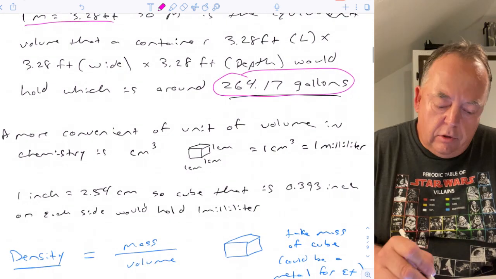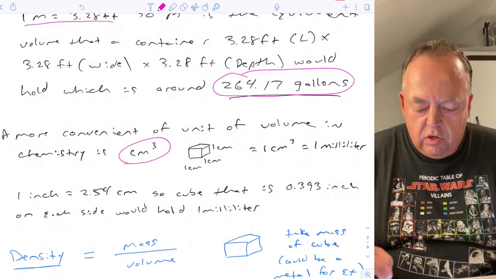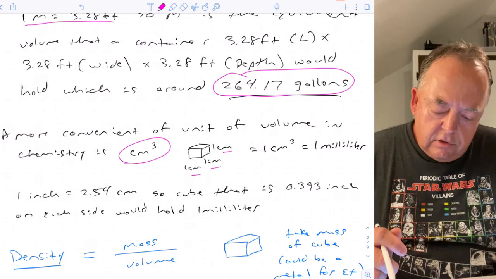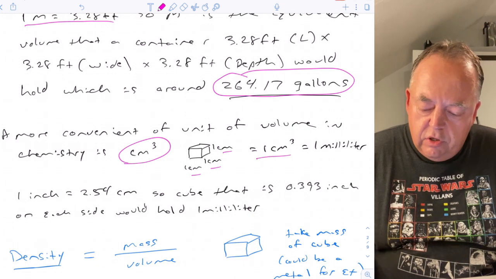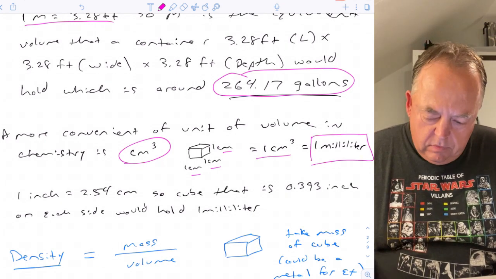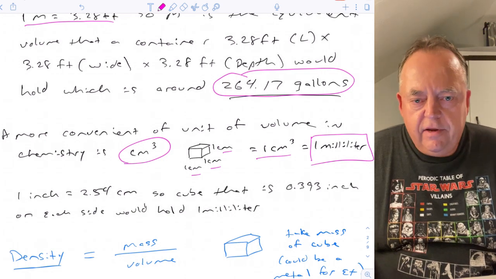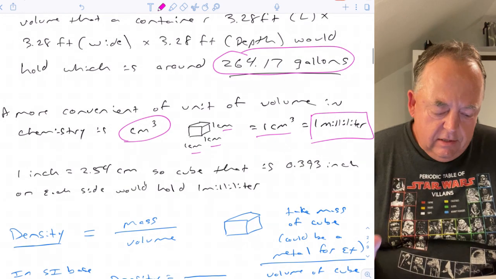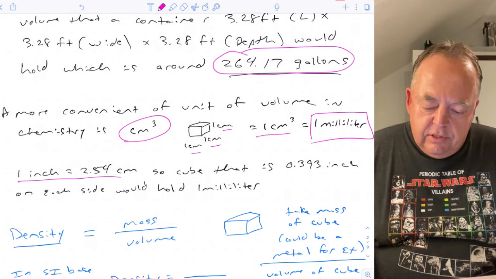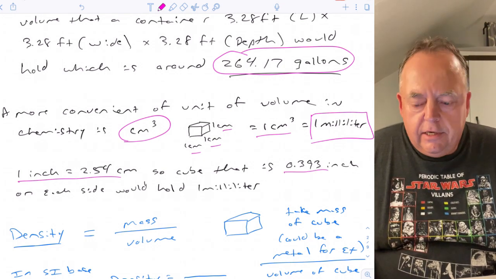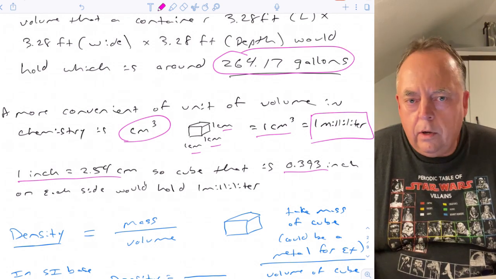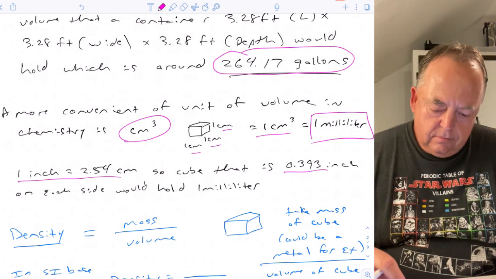A more convenient unit of volume is a centimeter cubed. So if you had a cube that was a centimeter times a centimeter times a centimeter, so 1 centimeter cubed, that cube would hold a volume of 1 milliliter. And obviously, a milliliter is a very convenient unit of volume in chemistry. So 2.54 centimeters is 1 inch. So if you had a cube that was about 1/3 of an inch, so 0.393 inches on each side, that cube would hold 1 milliliter of volume.